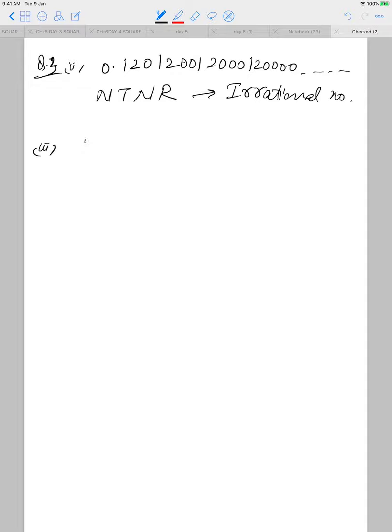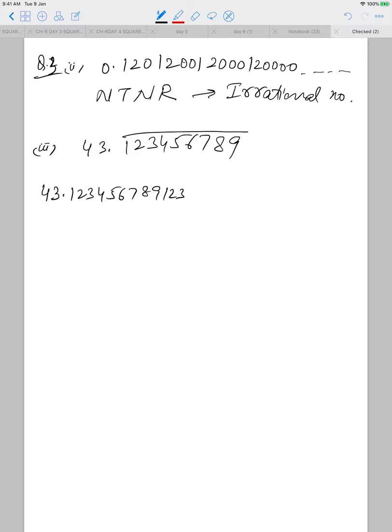The third part is 43.123456789 with a bar on all these digits. Bar means that these numbers are going to repeat. If I write the expanded form of this number, it will be like this: 1, 2, 3, 4, 5, 6, 7, 8, 9. Again and again they will keep on repeating. So what kind of decimal expansion is this? It is a non-terminating but repeating decimal expansion. These types of decimals come under the category of rational numbers. So this number represents a rational number, and so it can be written in the form of p by q.